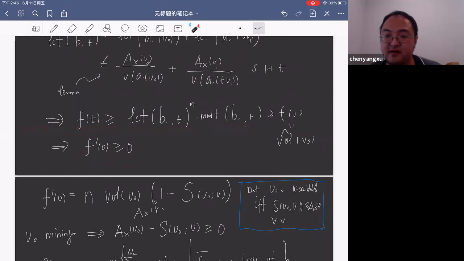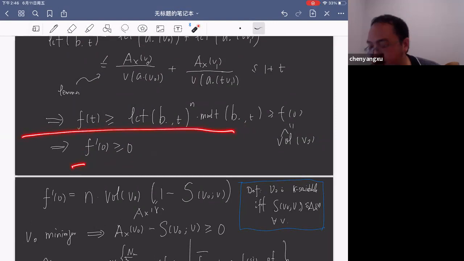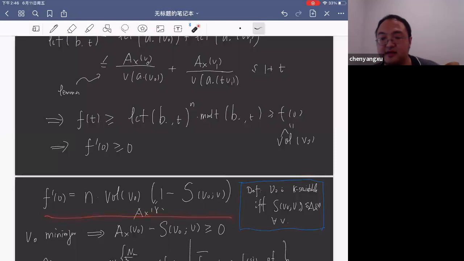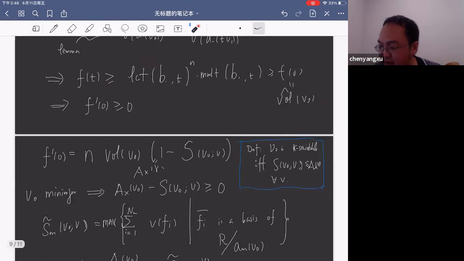So up to here, it works for any valuation. Up to here, it works for V zero a minimizer with arbitrary valuation. And then we know that for that kind of situation, we always have this to be non-negative, which implies that the minimizer is always K semi-stable. But we actually want to prove the other way is also true, that a K semi-stable valuation is also a minimizer, and such a valuation is unique.